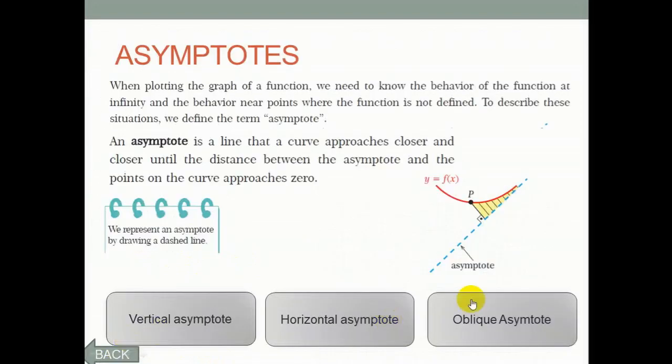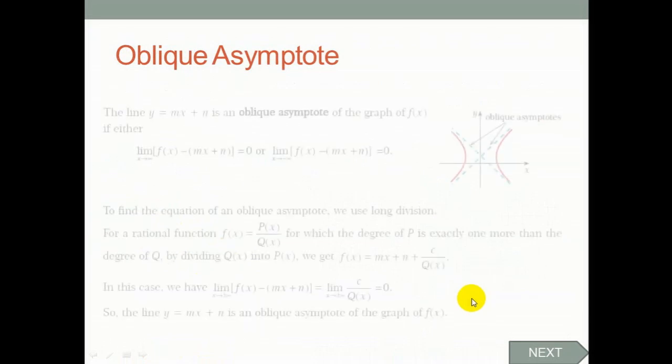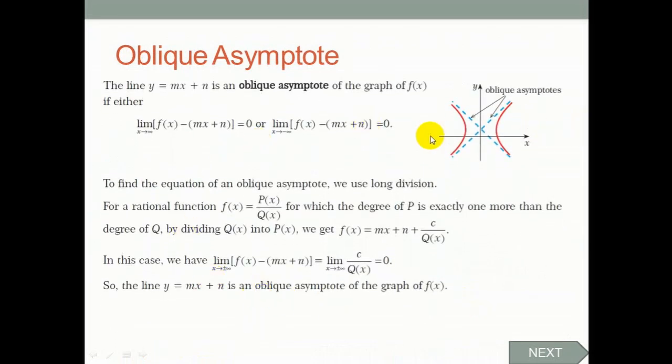Now we will talk about the last one, the oblique asymptote. You get an oblique asymptote if the line is y equals mx plus n. Maybe you're curious how to find it. First, you must use long division. Second, the numerator degree must be exactly one more than the degree of the denominator.